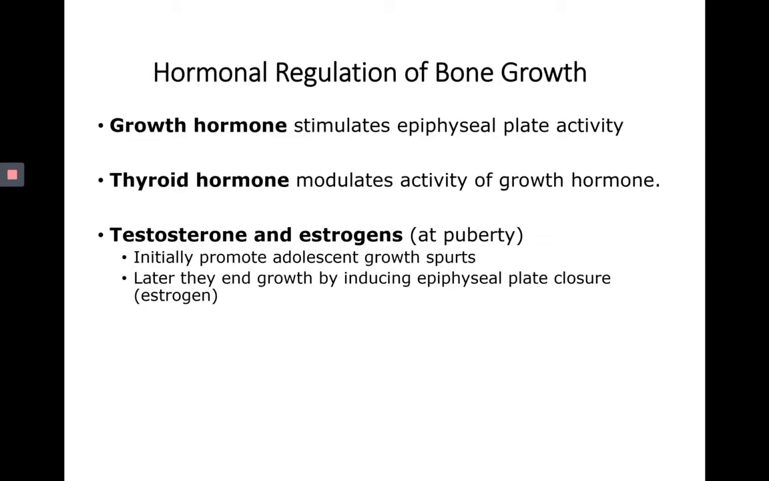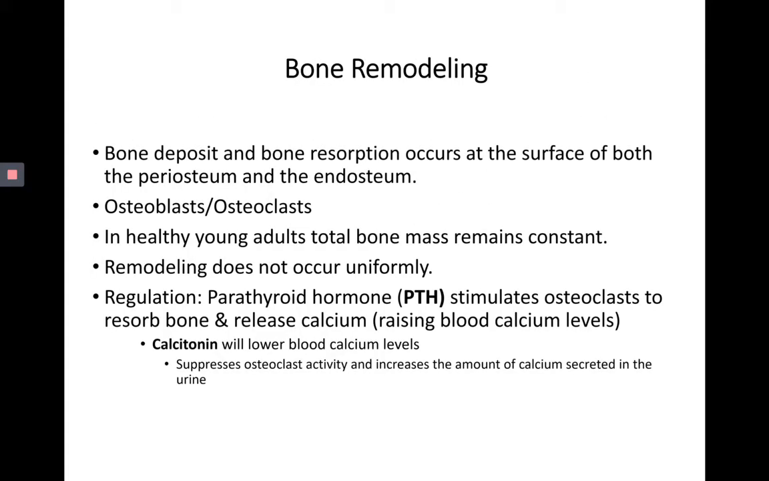Bone remodeling is also something that we want to look at. Bone remodeling is going to include both bone deposit by osteoblasts and bone resorption by osteoclasts. So this occurs at both surfaces, the periosteum and the endosteum. In healthy young adults, total bone mass remains constant because of an equal amount of bone deposit and resorption, but as you get older, one may outpace the other. Remodeling doesn't necessarily occur uniformly, but it is going to match how often you use certain bones.